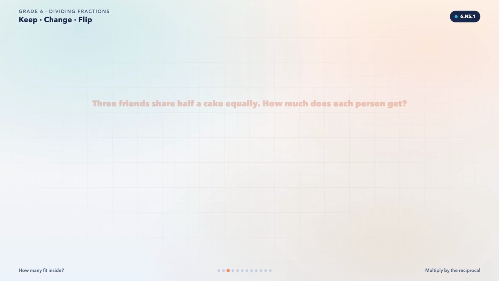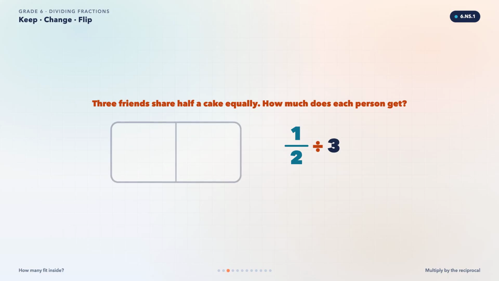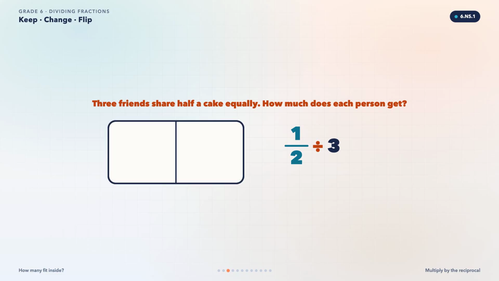Now flip the idea. What if we divide a fraction by a whole number? 3 friends want to share half a cake equally. How much cake does each person get? That's 1/2 divided by 3. Here's the whole cake. We shade exactly 1/2. Now we split that shaded half into 3 equal pieces. Each friend gets one of those pieces. Look, each piece is 1/6 of the whole cake.